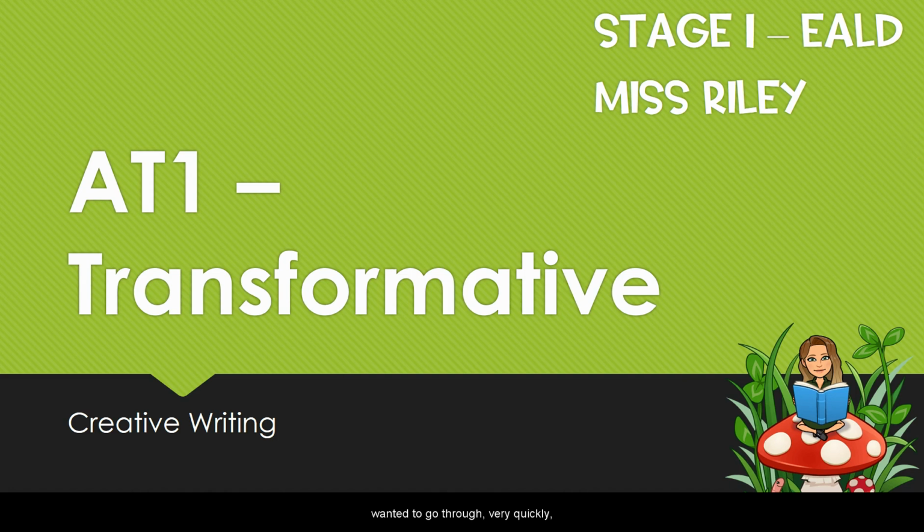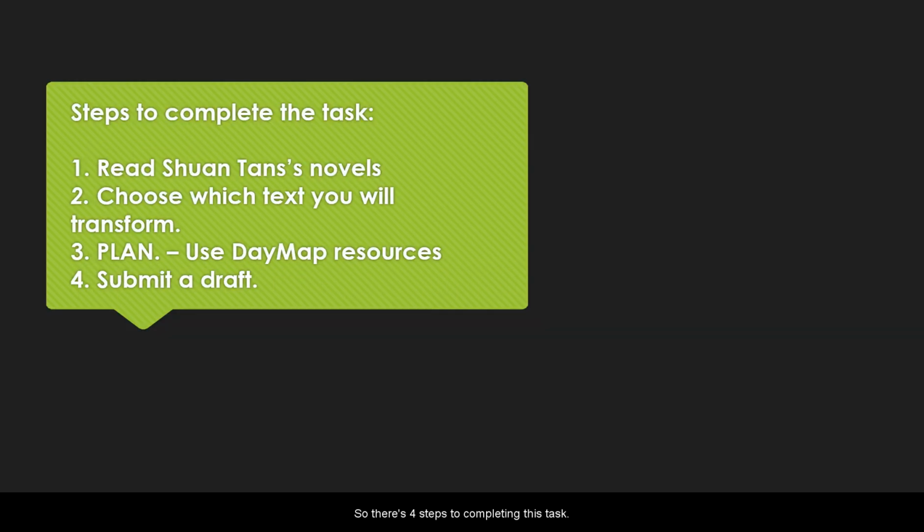I just wanted to go through very quickly an idea about how to approach this next assignment where we are transforming one text into another using creative writing. So there's 4 steps to completing this task. First, you need to read Shaun Tan's novels, choose which of those novels you want to transform, plan using the day map and OneNote resources, and submit a draft.